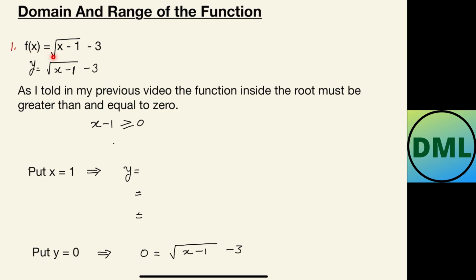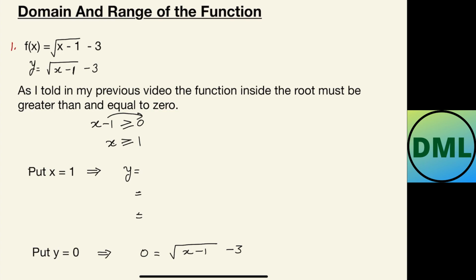f(x) is equal to root of x minus 1, minus 3, or this will be written as y is equal to root of x minus 1 minus 3. As I told you in my previous video, the function inside the root must be greater than or equal to 0 because this is a root. And what is the value for x from here? If I move minus 1 to this side, my value for x is greater than or equal to 1. All the values should be greater than or equal to 1.